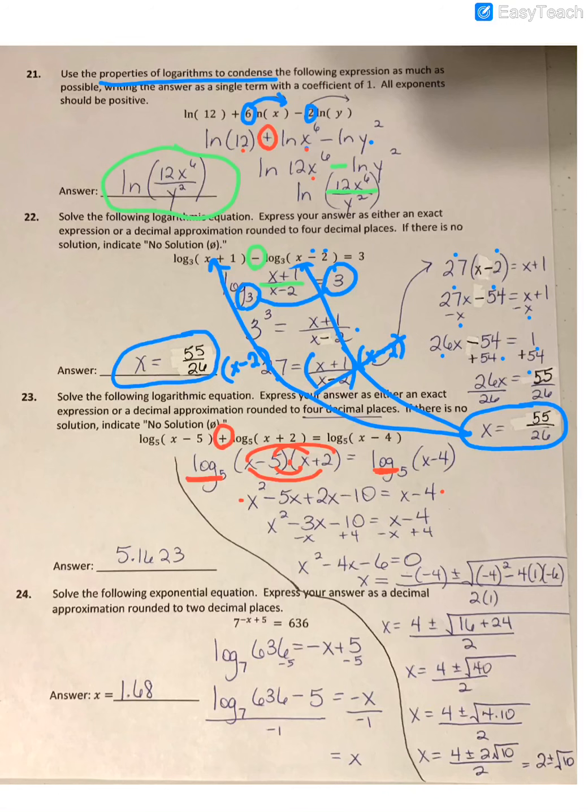So remember, back up here, we couldn't do it because we didn't have logs on both sides. We had to go to exponential form. But when we have logs on both sides, like we do right here, then that's when you can set their expressions equal like I've done.